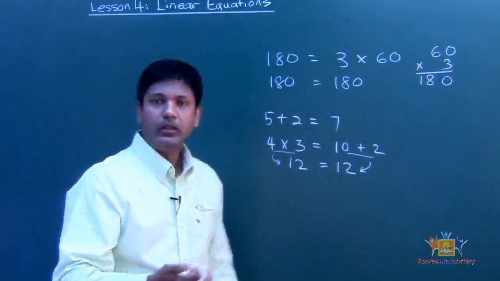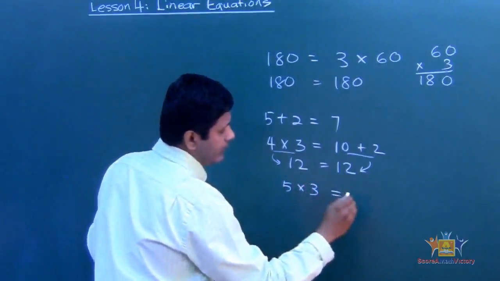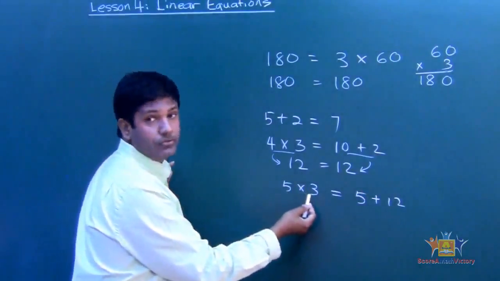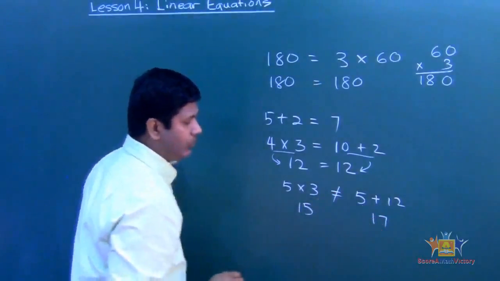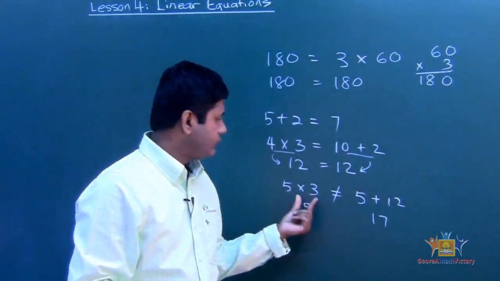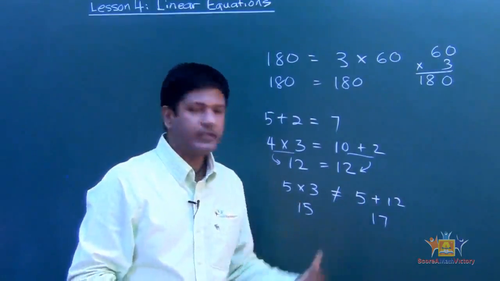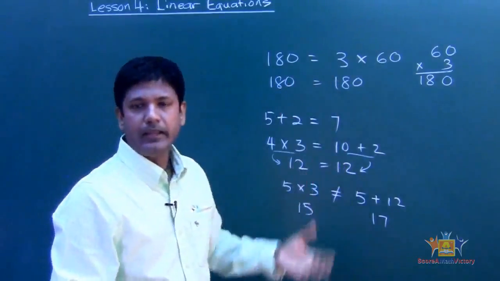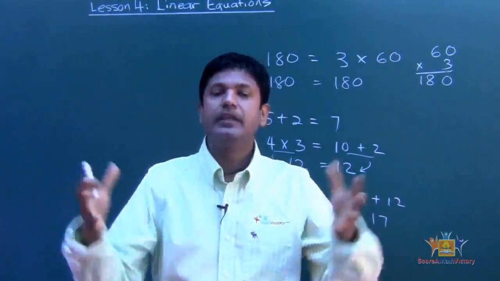Now when they're not equal, it's called inequality. Let's say for example, I give you 5 times 3 and then 5 plus 12. Now you know that 5 times 3 is 15 and 5 plus 12 is 17. So they're not equal, and you put a line through the equals sign. This is called inequality. That means 5 times 3 is not equal to 5 plus 12, because 5 times 3 is 15 and 5 plus 12 is 17. That's called inequality, but we're going to concentrate on equality. So both sides always have to be equal once you complete whatever operation has been given to you.